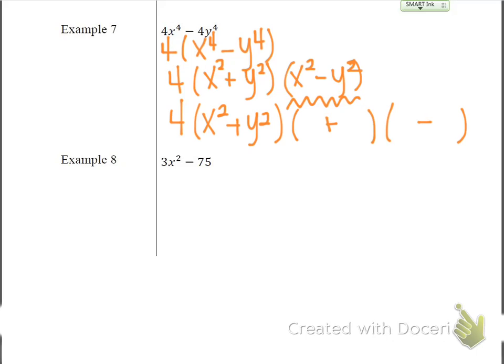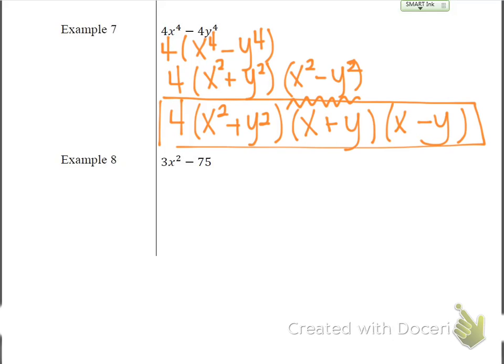What is the square root of x squared? X. What is the square root of y squared? Y. Now am I done? Yes. Adding two perfect squares cannot be factored anymore. So x squared plus y squared is as factored as you can get. Okay? So sometimes you will have to use more than one method to factor something completely.